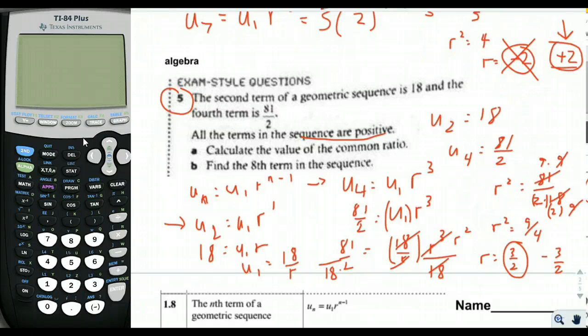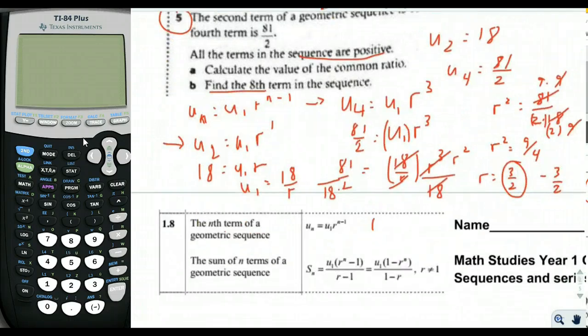So that was part A, which was quite long, right? Now to find the 8th term, you just use the formula u8 equals u1, which we didn't figure out, but u1 is equal to 18 divided by r. So it would be 18 divided by 1.5. And so we know u1, we know r, and it's to the 7th. So it's pretty easy to figure out now u8. The hard part was just figuring out the common ratio. Okay, so that's it for page 1.